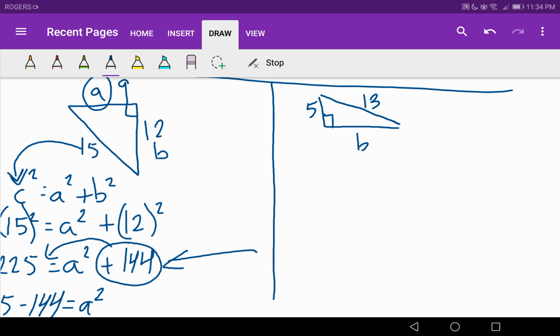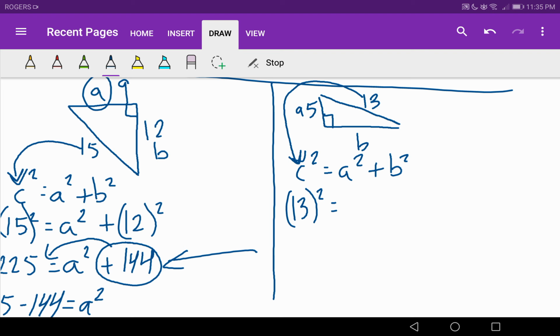The only difference is I now gave you the 13, whereas last time we had to solve for that 13, right? This time we're solving for B. So again, write out your formula. That's always step 1. Make sure that your C is your hypotenuse, the longest side. You cannot sub a 5 there for C. It will not work. Your hypotenuse has to be what C is. So that has to go there, and let's call 5 my A. So it's going to be 13 squared equals, instead of A, I'm going to put 5.